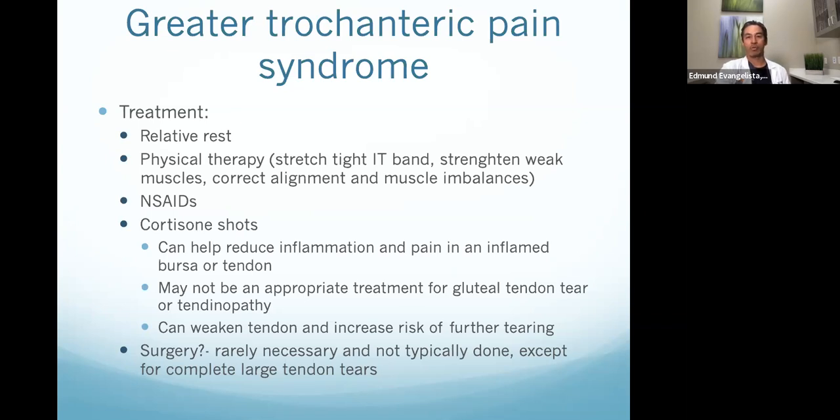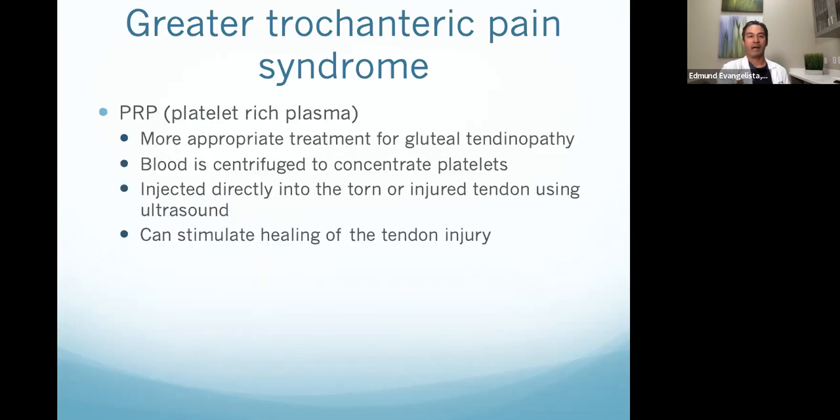So what about patients who don't respond to therapy and cortisone injections and they're not a candidate for surgery? Well, platelet-rich plasma has really been a game changer for this condition. It's really more appropriate for treating gluteal tendinopathy where it's not really inflamed and it's more tearing, micro tears and partial tearing of the tendon. This platelet-rich plasma can actually stimulate healing of the tendon. So you're trying to treat the root of the problem. Again, with platelet-rich plasma, we draw your blood, we concentrate the platelets out of your blood, and then we can inject that directly into the torn or injured tendon using ultrasound to guide us.